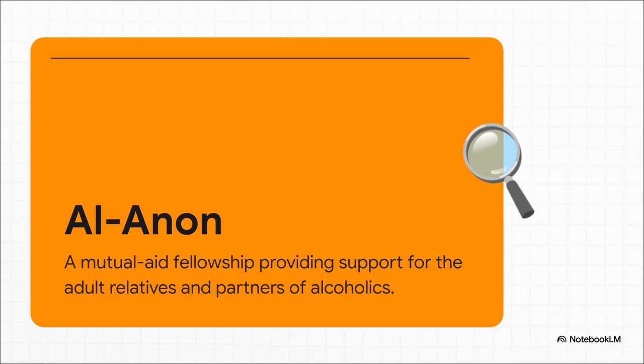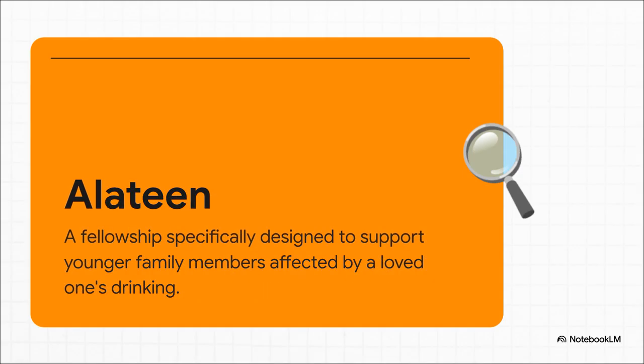And hey, we have to remember the family system, right? Alcoholism is a family disease. It affects everyone. Al-Anon is a critical, parallel resource that provides support specifically for the adults, the partners, the parents, the friends in a patient's life. And for the younger folks in the family, there's Alateen. It gives them a safe, supportive, and age-appropriate space to navigate the incredibly confusing and often painful world of having a loved one with alcoholism.